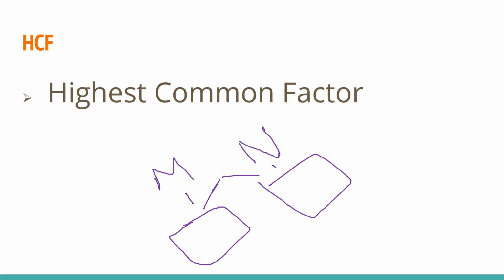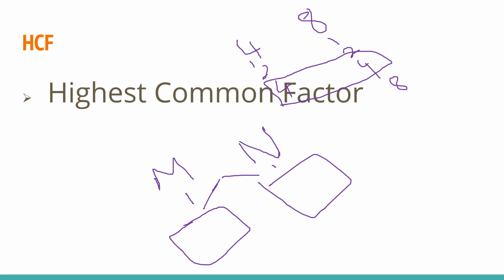For example, let us calculate the highest common factor for 4 and 8. The factors of 4 are 1, 2 and 4, and for 8, 1, 2, 4 and 8 are factors. So the highest common factor is 4, which is present in both. Therefore, 4 is the HCF for 4 and 8.